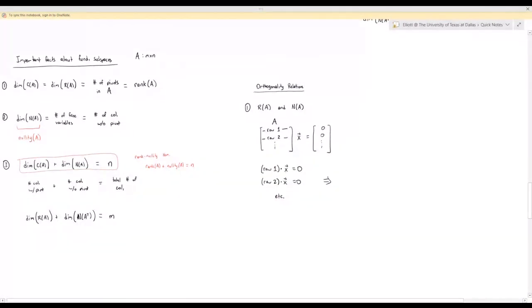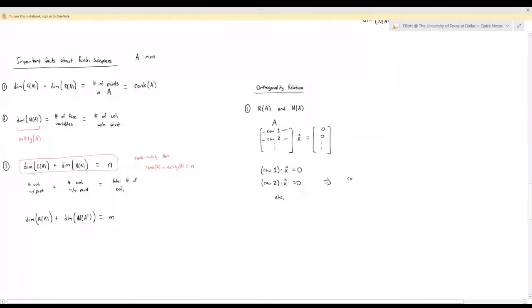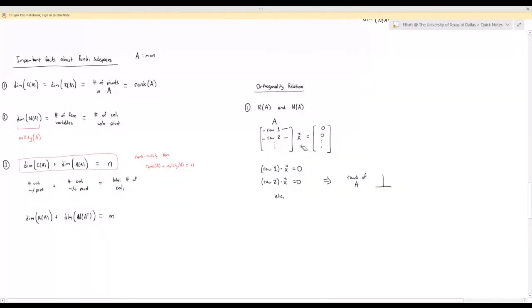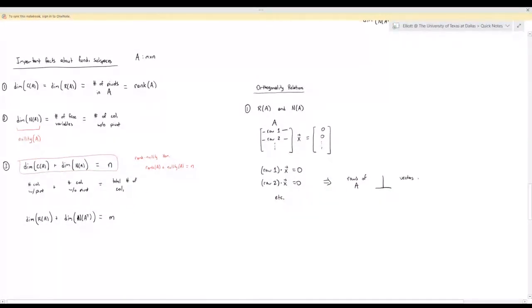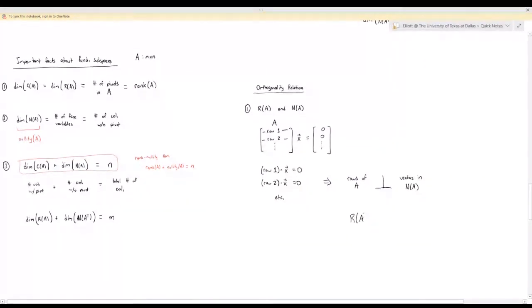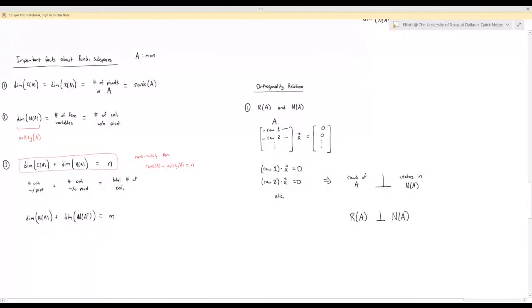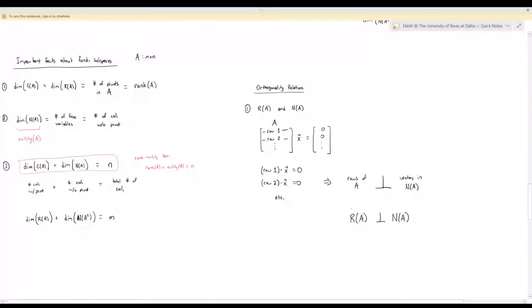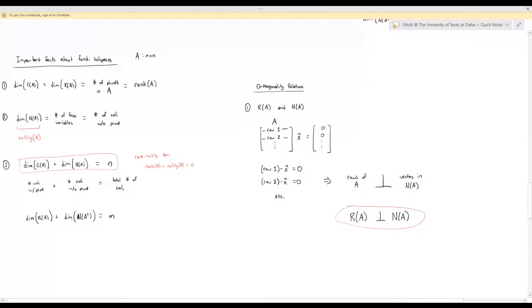So here we have this kind of observation that the rows of A are orthogonal to X, where X was a vector in the null space. And so because of this, we have this kind of relation that the vectors in the row space of A are orthogonal to the vectors in the null space, okay? So essentially you can say that the row space of A is orthogonal to the null space of A.